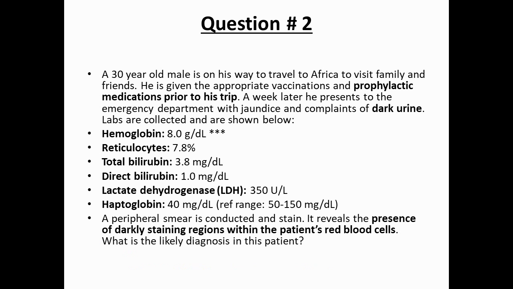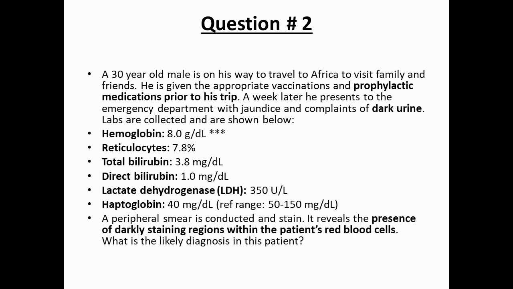The second question is: a 30-year-old male is on his way to travel to Africa to visit family and friends. He is given the appropriate vaccination and prophylactic medication prior to the trip. A week later, he presents to the emergency department with jaundice and complaints of dark urine. Labs are collected and shown below: hemoglobin, reticulocyte, total bilirubin, direct bilirubin, lactate dehydrogenase and haptoglobin. A peripheral smear is conducted and stained. It reveals the presence of darkly staining regions within the patient's red blood cells. What is the likely diagnosis of this patient?